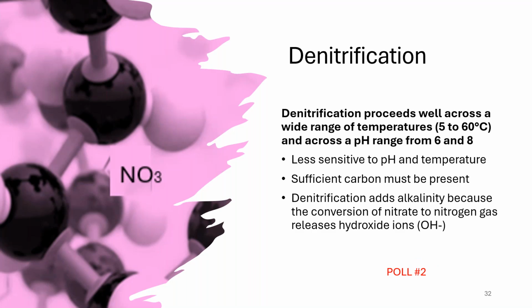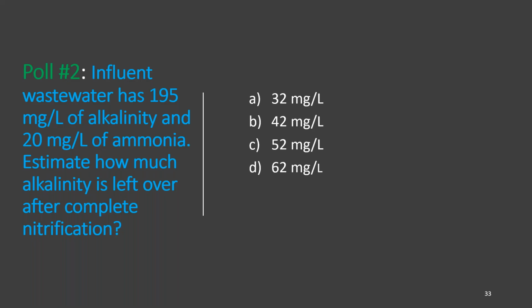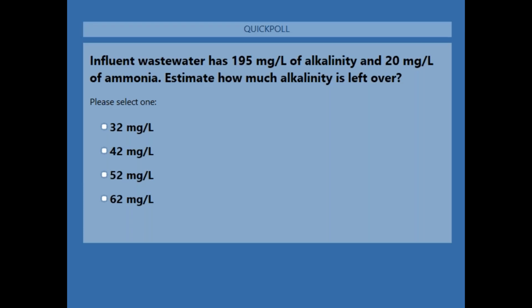And we're going to go to poll 2 now, and we're asking you to do a little bit of math. I hope you have a calculator handy or one on your phone, because we have a problem here. The influent wastewater has 195 milligrams per liter of alkalinity, and we have an incoming concentration of ammonia of 20 milligrams per liter. So we want to estimate how much alkalinity is left over after complete nitrification. And just to give you a little reminder, every milligram per liter of ammonia requires about 7.14 milligrams per liter of alkalinity.